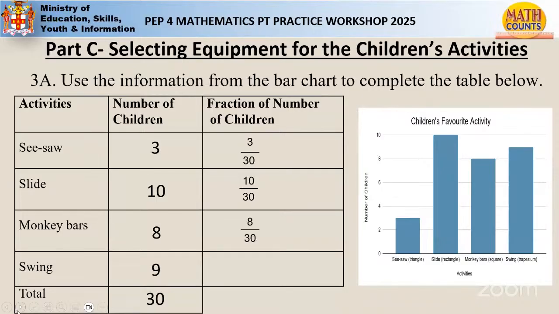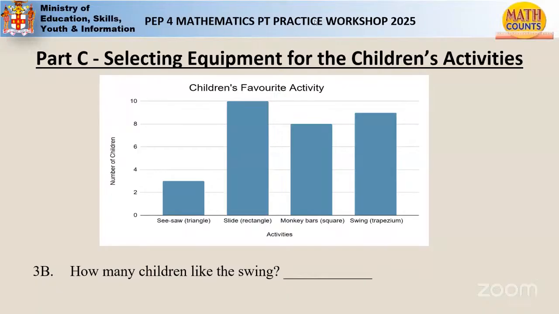And then for the swing, let me look in the chat. 9 upon 30. All right. Someone says Freetown Primary says for the swing is 4/15. Yes, if we're writing it in its simplest form, or 9 upon 30. Yes, thank you so much. And that would cover everything.